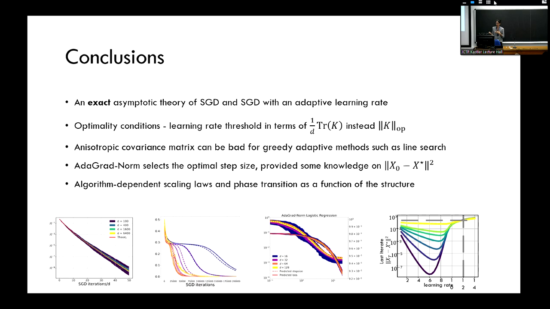And I've shown you that there is this algorithm-dependent scaling law and this phase transition that we find as a function of the structure. And I would say that this applies to other types of adaptive methods. For example, RMSprop has this weighting on the amount of memory that you keep from the previous gradient. So these are other algorithms that we don't really understand exactly when they work and when they don't, especially in high dimension.